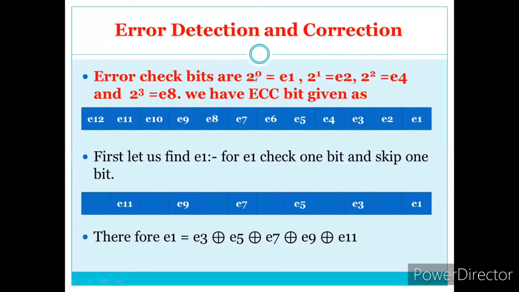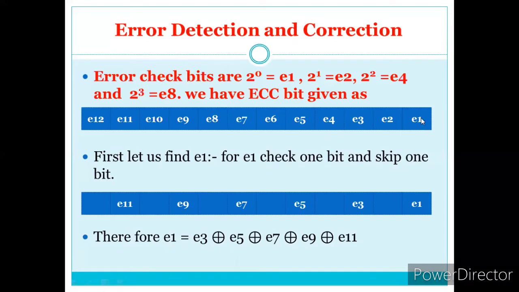Our error check bits are 2 raised to 0, as we say, 2 raised to power. 2 raised to 0 is E1, 2 raised to 1 is E2, 2 raised to 2 is E4, 2 raised to 3 is E8. We have the ECC word given as 12 bits. First, let us find E1. How to find E1 is that first we have to consider E1 on the LHS. Check 1 bit and skip 1 bit is the algorithm. This is the simple way to remember.